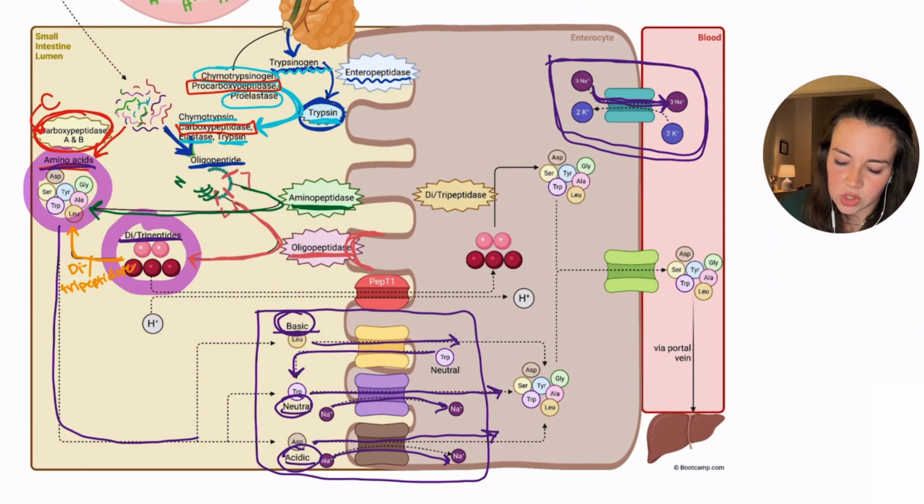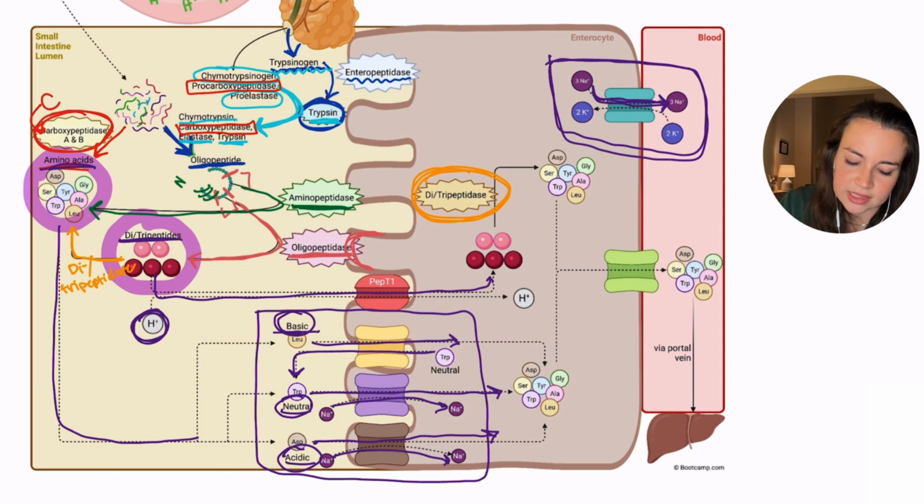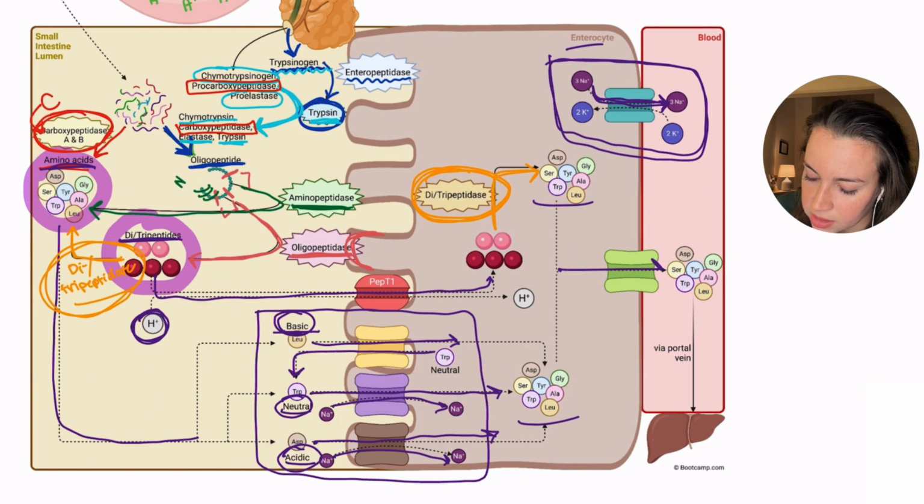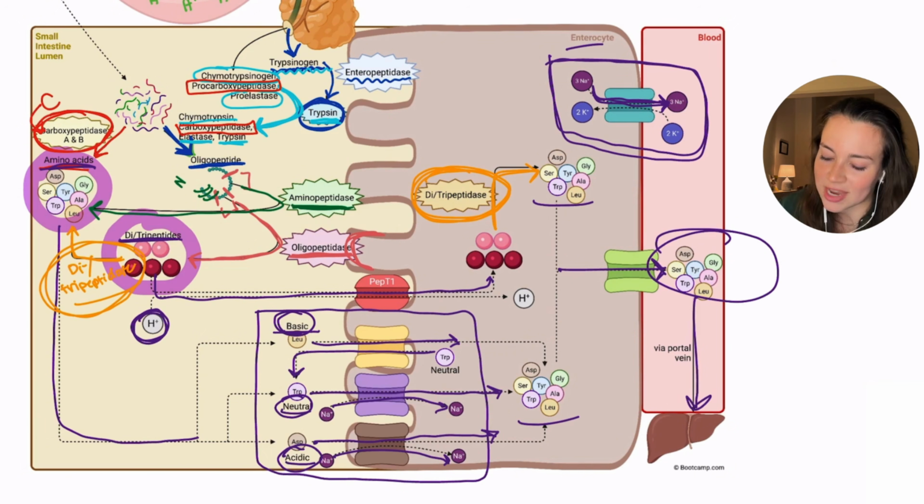The absorption of di and tripeptides is going to be coupled with proton transport in through this PEP-T1 proton symporter. And then once those di and tripeptides are in, they can be acted upon by that di and tripeptidase, the same one from over here that was operating in the lumen, now just operating in the enterocyte, to break those di and tripeptides into amino acids. And now everything is just broken up into amino acids inside the enterocyte, can be absorbed into the bloodstream and go via the portal vein to the liver.